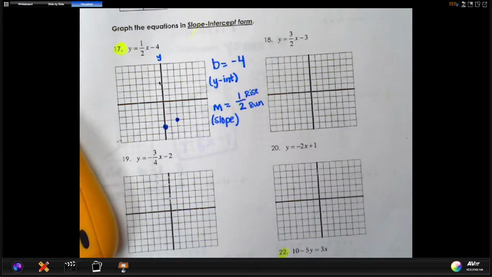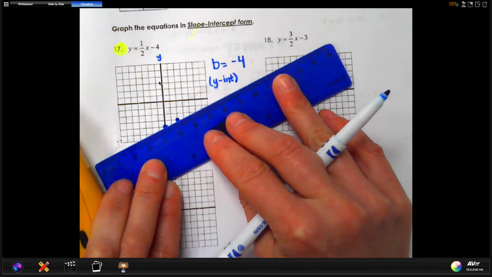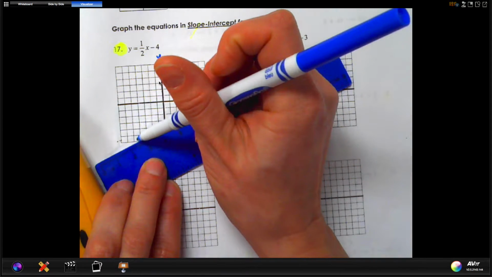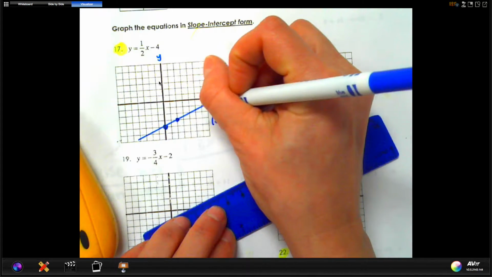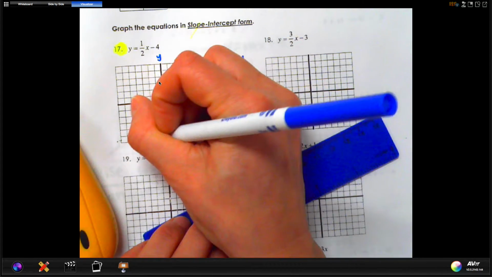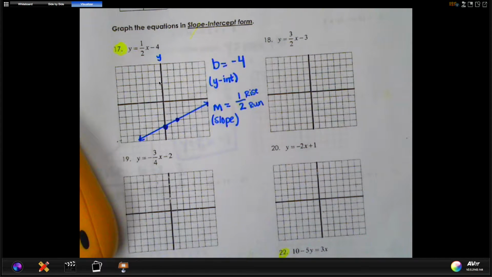And then take whatever you have as your straight edge, and you're going to line up those two dots and go edge to edge on the graph, making arrows at the end indicating that it goes on forever, and that would be how you graph that equation in slope-intercept form.